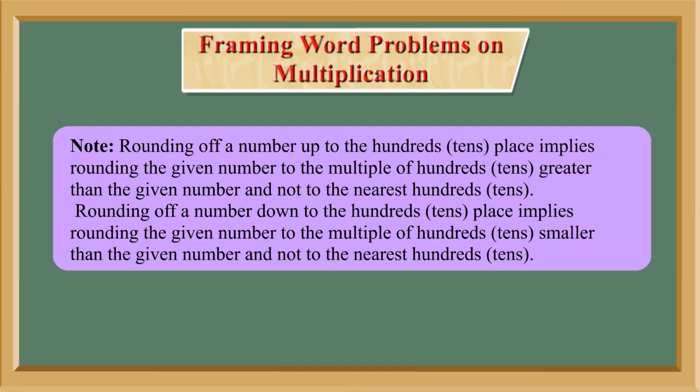Note: rounding off a number up to the hundreds, tens place implies rounding the given number to the multiple of hundreds, tens greater than the given number and not to the nearest hundreds, tens. Rounding off a number down to the hundreds, tens place implies rounding the given number to the multiple of hundreds, tens smaller than the given number, and not to the nearest hundreds, tens.